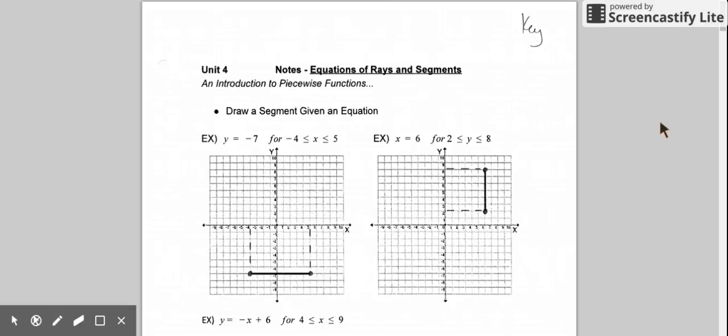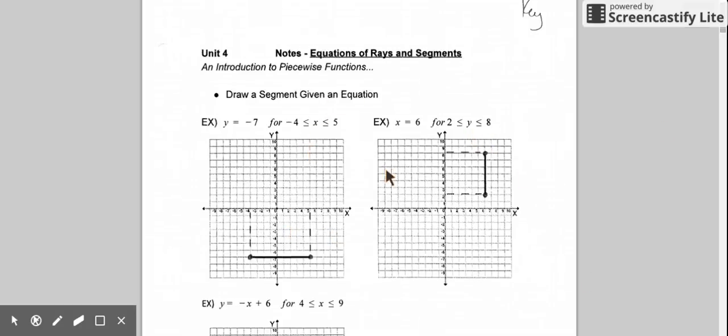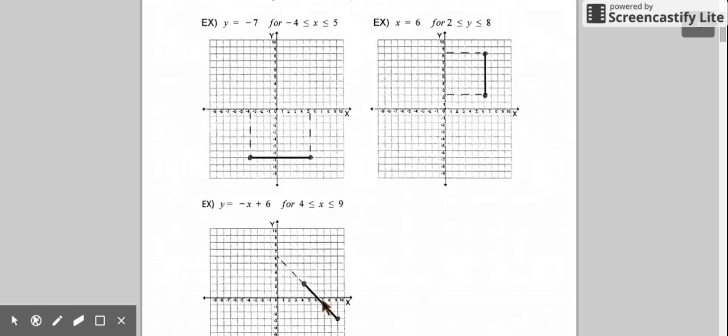In this video, I'm going to be introducing this idea of piecewise functions by just breaking it apart and dealing with segments and rays individually. So in this video, we're going to be writing equations of rays and segments and graphing equations of rays and segments. To draw a segment, we're dealing with vertical and horizontal lines, or we could have a diagonal segment.